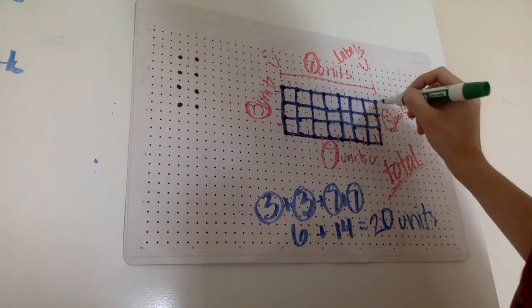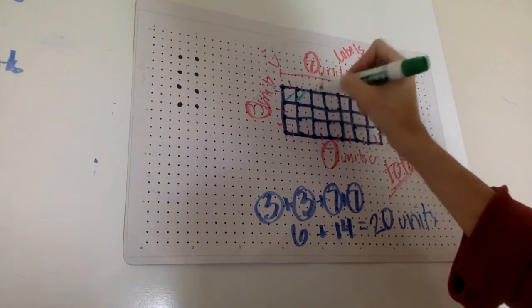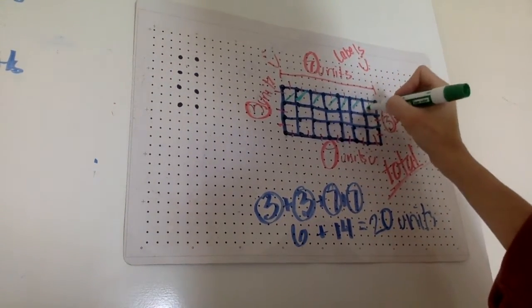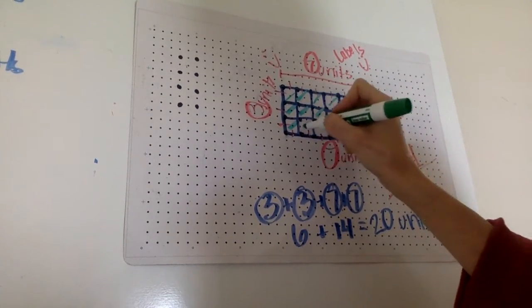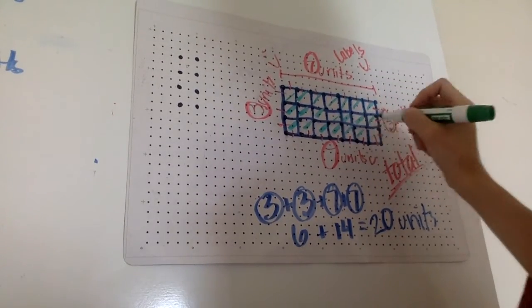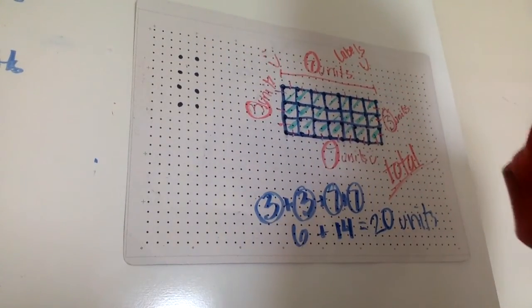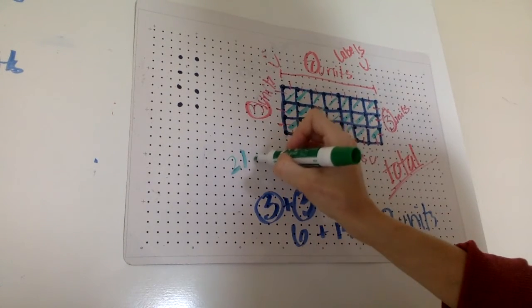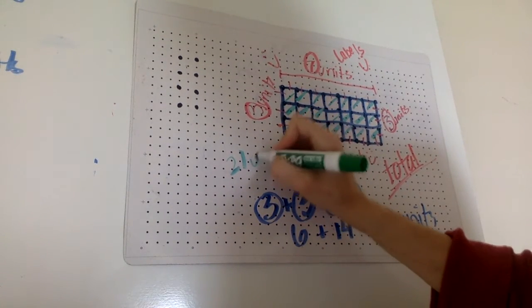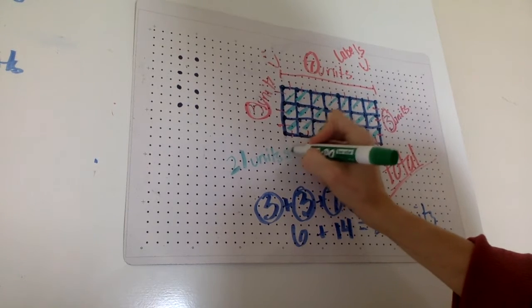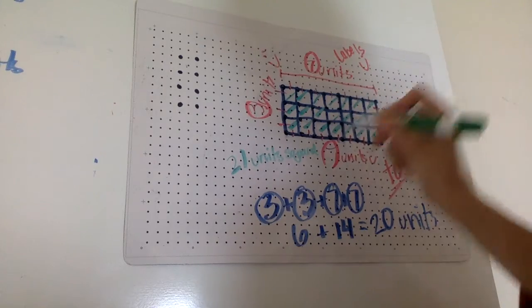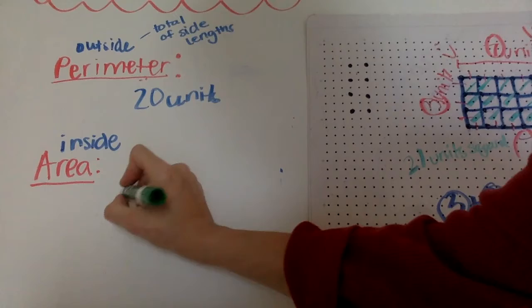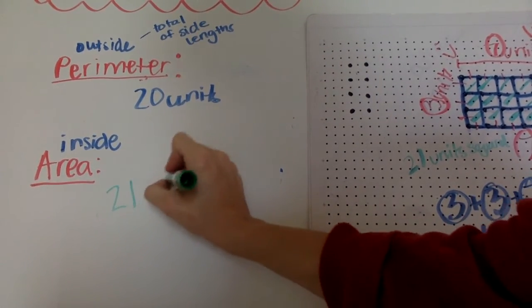Let's count the squares inside of this shape. 1, 2, 3, 4, 5, 6, 7, 8, 9, 10, 11, 12, 13, 14, 15, 16, 17, 18, 19, 20, 21. There are 21 squares. So we're going to write 21 units squared because we counted squares, not just lines on top of the squares. So let's go back to my fancy side. Our area is 21 units squared.